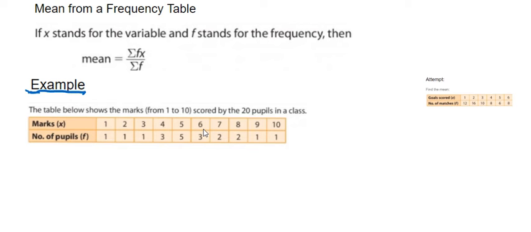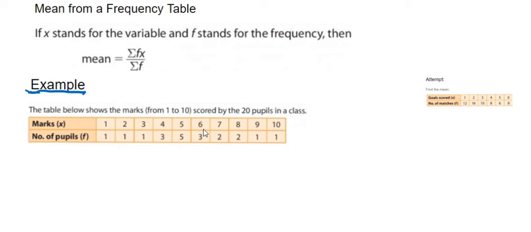So let's have a look at the example anyway and think about what they're asking us here. They're asking us to find out the mean, and you should know from before that when you're asked to find out the mean for a set of numbers, you add them up and then you divide by how many there are altogether. So add up and divide is basically what the mean is. So let's take a look at this frequency table then.